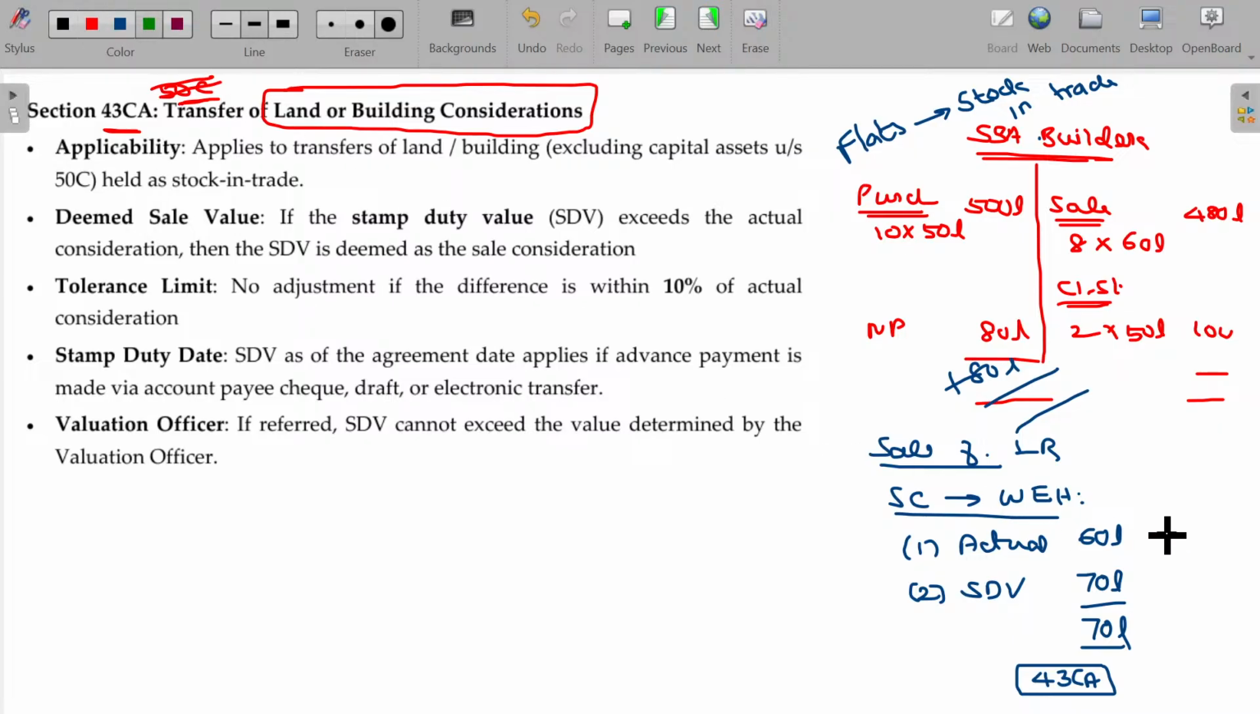Sir, what happens, sir, if the actual sale is 60 lakhs, sir, and the stamp duty value is only 55 lakhs, sir? Then also you can take 60 lakhs. Of course, there will not be any impact on the net profit.